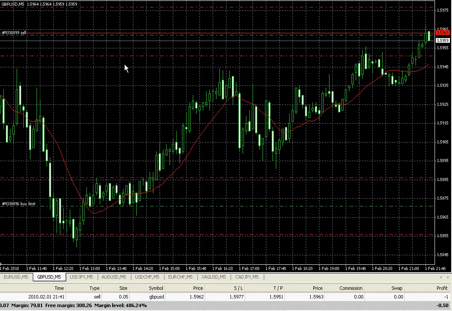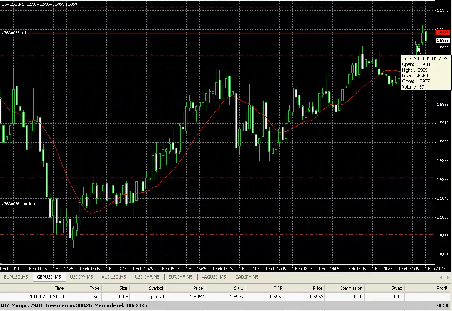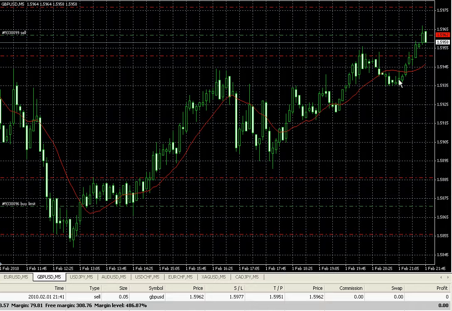We're short GBP USD at 15962 from a trade that Sol generated. You can see it right over here. This is where we got in. Basically, price just shot up, hit our target, got us in, went up 3 pips, and is now on its way down. We're at 0 now after the spread.